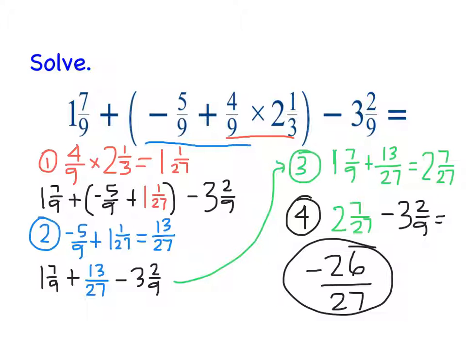So I've substituted that into the next equation. My third step was then to do the addition with 1 7/9 and our substitute for the parentheses 13 over 27. And then my last and final step in the black was then to subtract 3 2/9 from my answer to get negative 26 over 27.